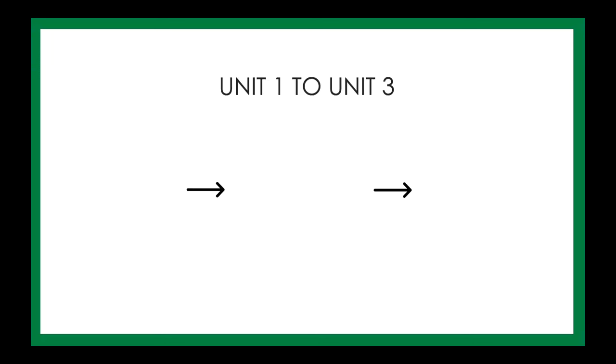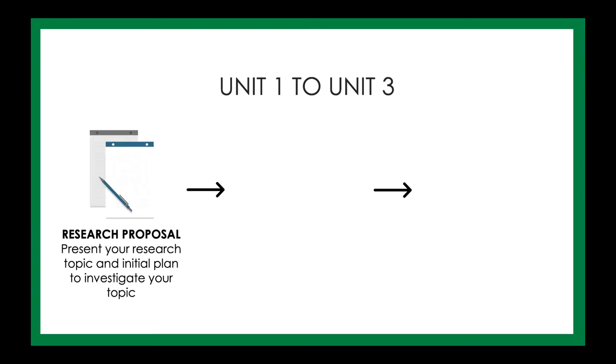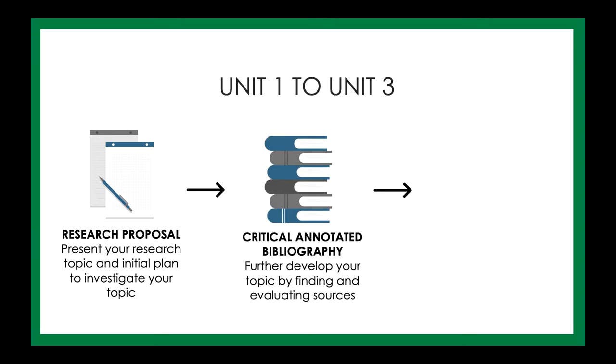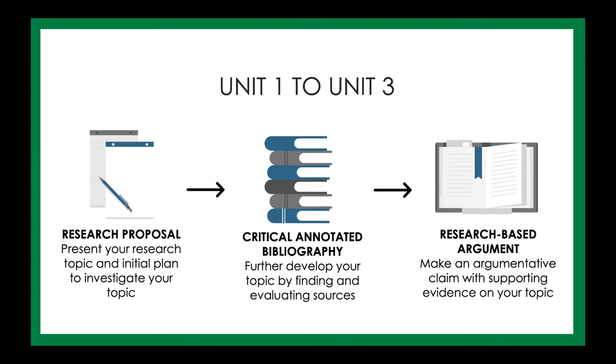Your previous projects in English 102 have helped you get to this point in the semester, your final writing project in Unit 3. You started with a research proposal where you presented your research topic and questions and completed preliminary research. Then you completed a critical annotated bibliography, where you documented sources you found and explained what they're about. With all this information, you're going to complete a research-based argument. Essentially, in a paper, you're going to make an argumentative claim about your topic and support it with evidence.